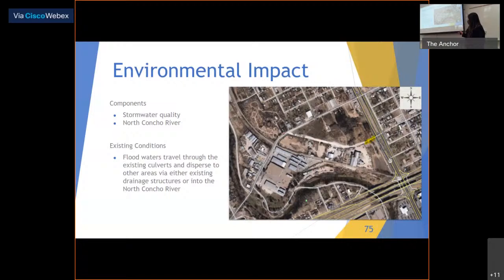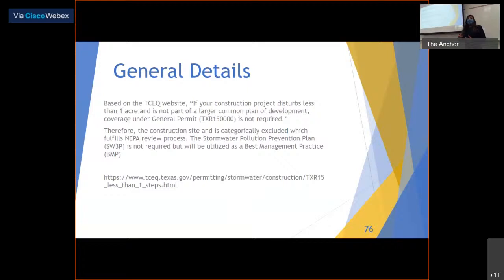Looking at the general details of this information, the construction is not disturbing more than 1 acre of land, which categorically excludes it from the NEPA process. We're still going to use the stormwater pollution prevention plan, which is the SW3P. It's not technically required from the information that I'm about to present to you, but we're going to use that as the best management practices, because the owner of this construction would still be held responsible if any new pollutants are introduced into that North Contra River water source.